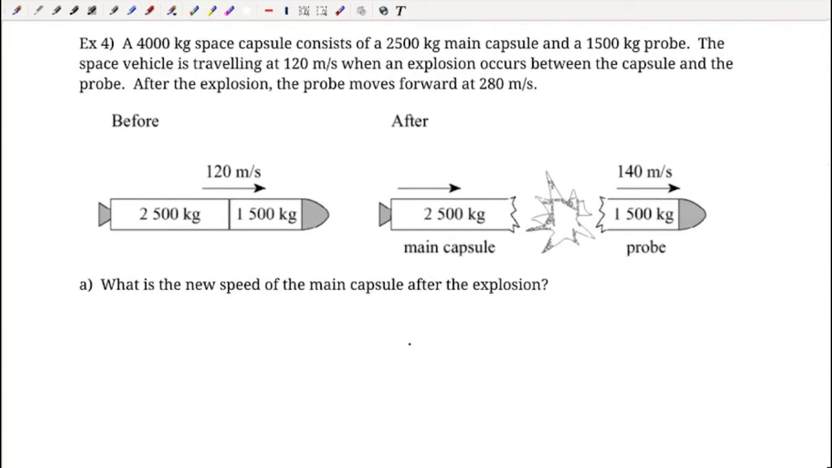Okie dokie. Example number 4. A 4,000 kilogram space capsule consists of a 2,500 kilogram main capsule and a 1,500 kilogram probe. The space vehicle is traveling at 120 meters per second when an explosion occurs between the capsule and the probe. After the explosion, the probe moves forward at 280 meters per second. What is the new speed of the main capsule after the explosion?